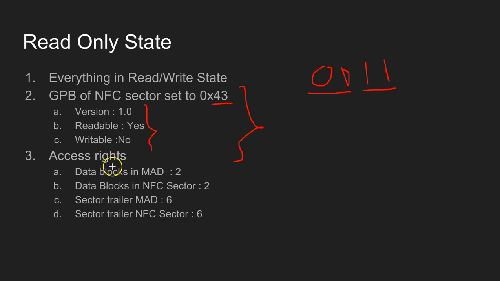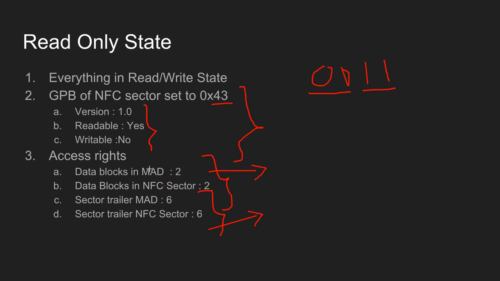The access rights are set as follows. The access rights of data blocks in the MAD and NFC sectors are all set to 2. So 2 means they are readable, but not writable. And the access rights for the sector trailer in both MAD and NFC sectors are set to 6. This also makes the sector trailer block readable. Now if you write all the information into the tag and the tag is set to be in the read-only state, I think this is all what you have gone through.